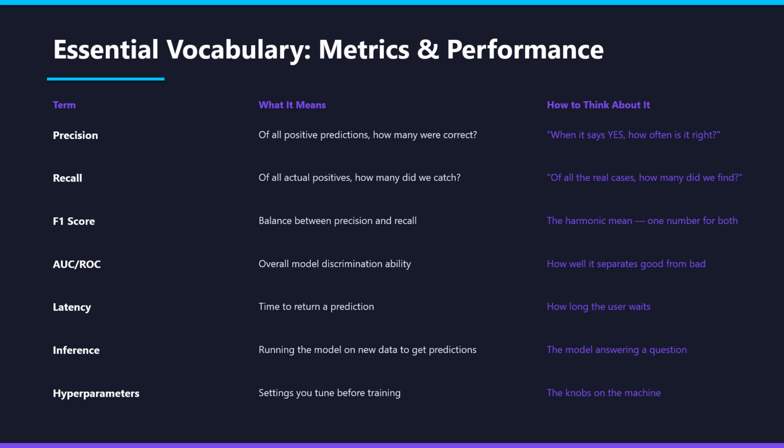Okay, the F1 score, the harmonic mean of precision and recall, one number that balances both. Useful when you need a single metric but care about both false positives and false negatives.